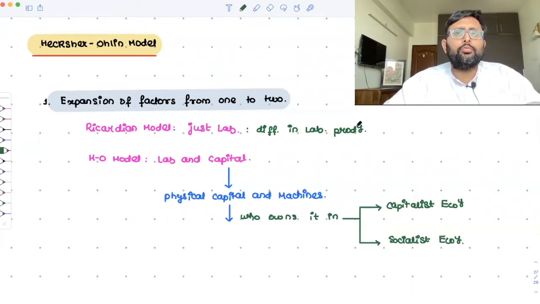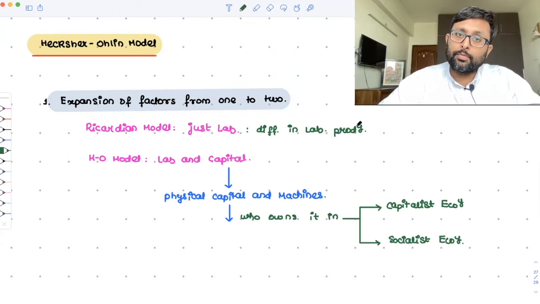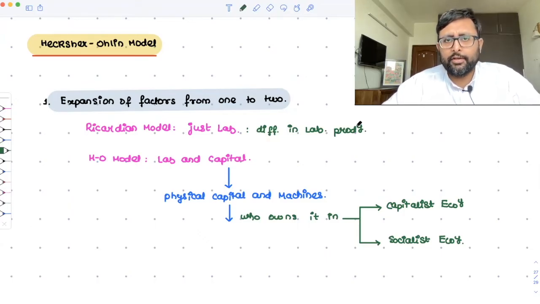What exactly did the Heckscher Ohlin model do? It said this: no, we're not going to use just one factor. Let us bring some reality to the picture. Any country is not working with just one factor. It has many factors. So let us at least bring one more factor, which is capital. So in this way, Heckscher Ohlin model has brought some reality to the picture. So there is labor, there is capital. And by capital, I mean your physical capital and machines.